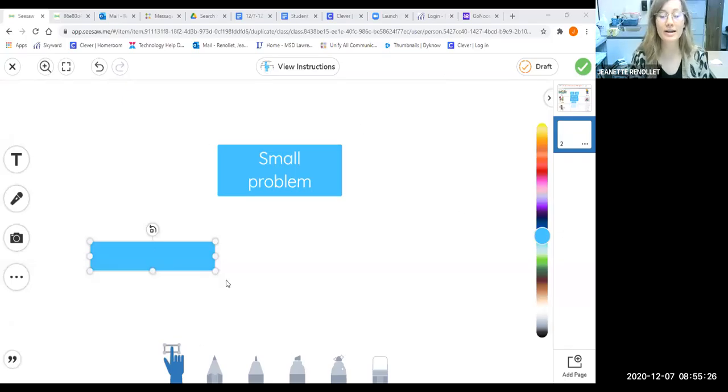After you share an example of a time when you had a small problem and how you dealt with it, you may turn it in by pushing the green check.